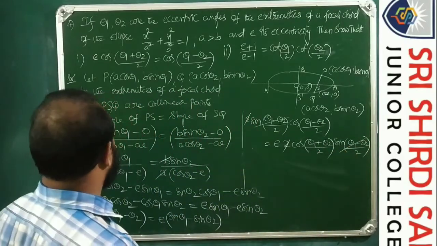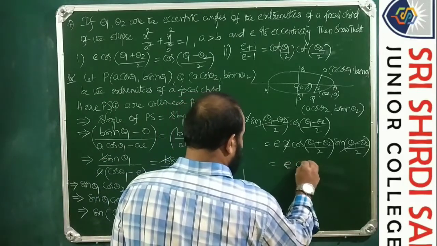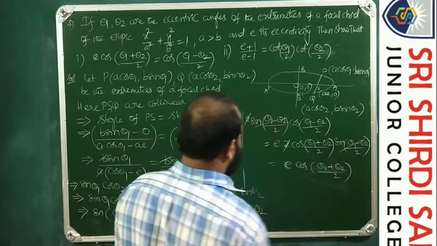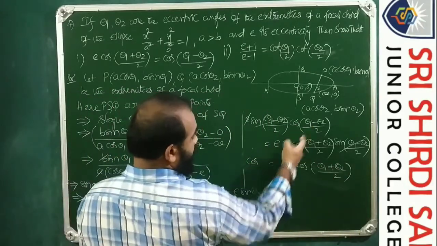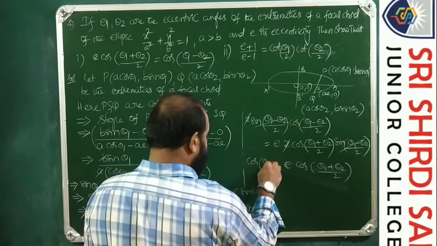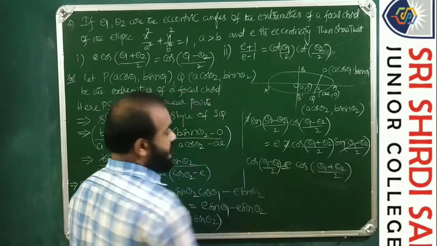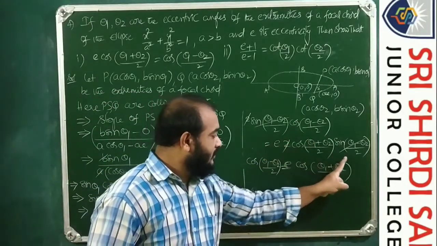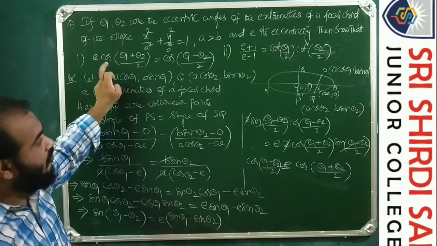So this is equal to E into cos((theta 1 plus theta 2) by 2), since cos((theta 1 minus theta 2) by 2) is the same. This is what we need to prove. The first one we have proved.